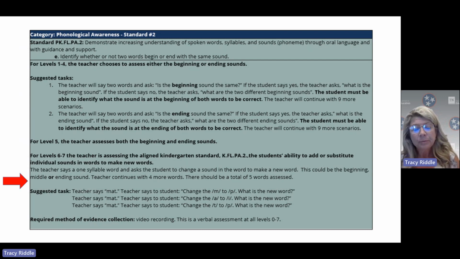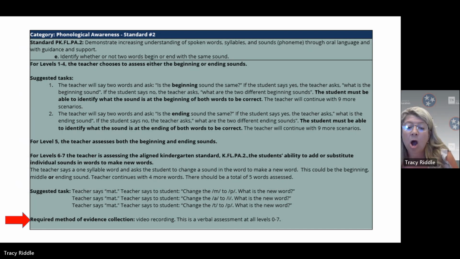For kindergarten, a teacher would say a one-syllable word and ask the student to change the first sound they hear to make a new word, or change the middle sound that they hear to make a new word, or the ending sound that they hear to make a new word. This must be assessed using 5 different words. The rubric has a suggested task of how you could assess this at the beginning, or in the middle, or at the end of a word. All of these assessments are oral assessments, and a video recording must be used to collect evidence of the assessment.